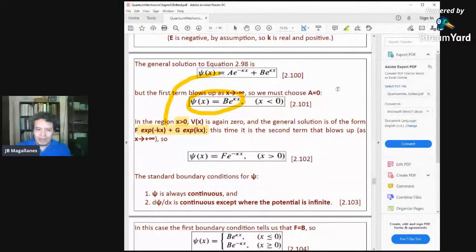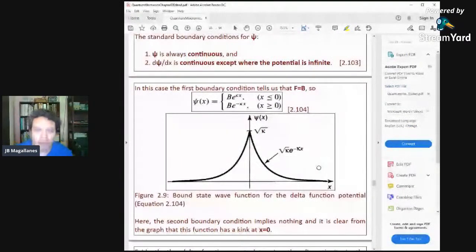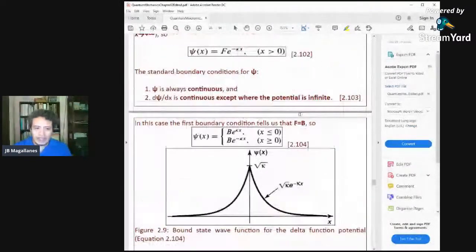But this G term blows up at x equal to positive infinity because this will go to infinity. So we have to set G equal to 0 and only take F e to the kappa x for this region. So remember that for this region we accept this solution, and for this region we accept that solution. And by the standard boundary conditions on the wave function, phi is always continuous and the derivative of phi is continuous except where the potential is infinite.